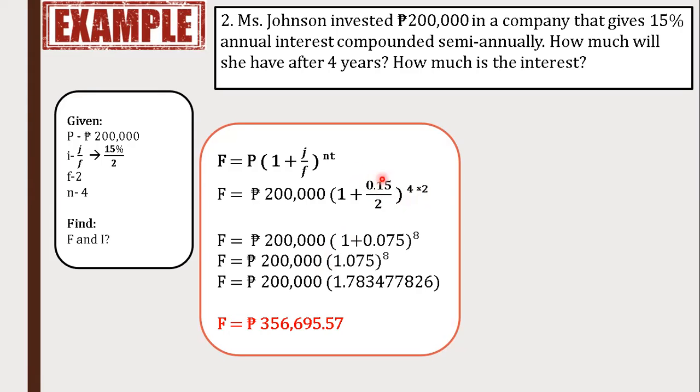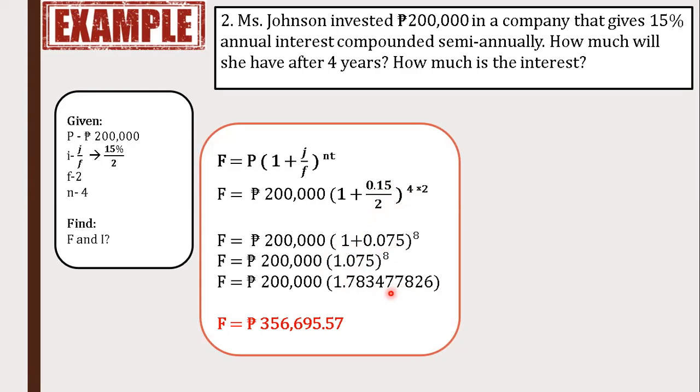First, you simplify this one. So 0.15 over 2, that's 0.075. You add it to 1, that's 1.075. And then you raise it to the power of 8, you will get 1.78347786. Yes, you need to write the complete answer here because we're not yet in the final answer.